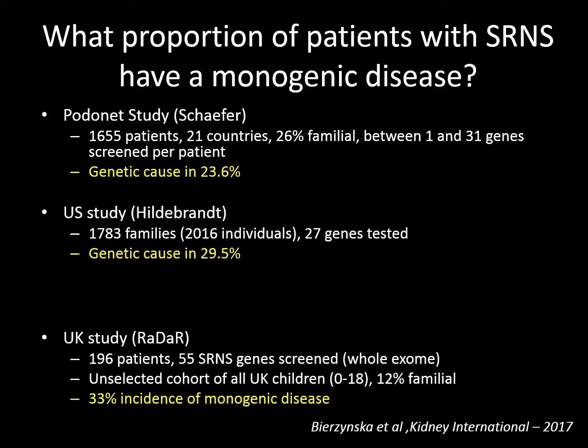Our own study, we thought, had improved on this because we actually screened every known gene at the time, and also the children that we screened were unselected. It was first come, first served from the registry. What we found so far is that exactly a third of those patients have a single gene disorder. So a very high proportion of patients who present in childhood with SRNS will have a single gene disorder. Next slide.